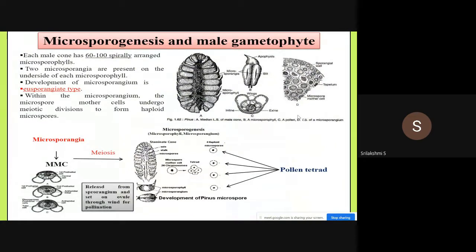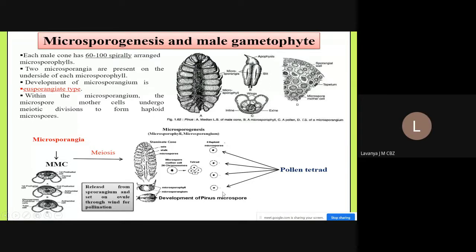microsporogenesis, and the formation of the spores, pollen grains. This is the longitudinal section of the male cone. These are all the sporophylls. This is the central axis, and this is a single microsporophyll. These are the two microsporangia, central line of dehiscence. This is the sterile tip, apophysis, the stalk, which is also sterile. This is the winged pollen grain, exine, intine, and the exointine extending in the form of lateral wings.